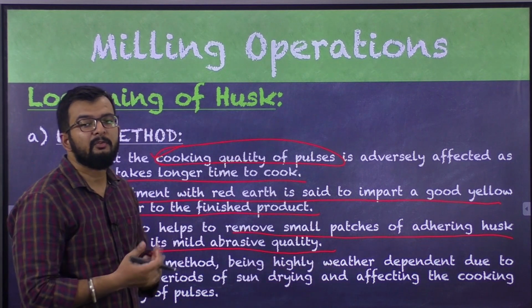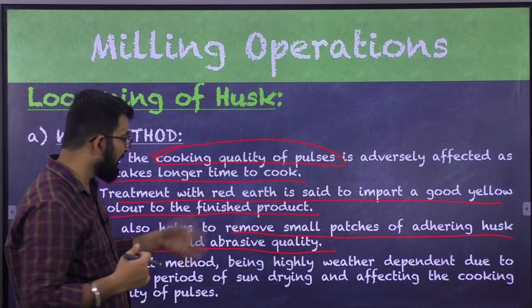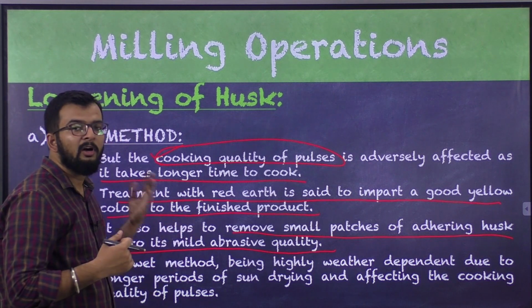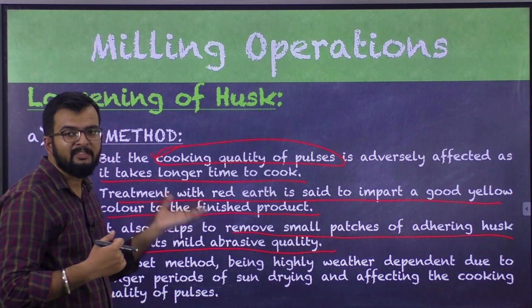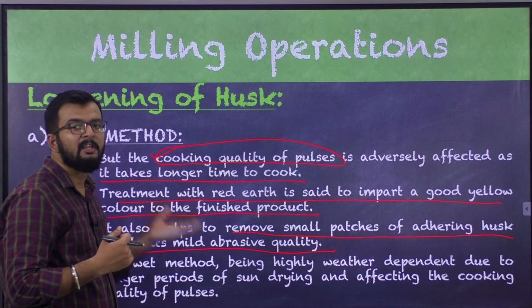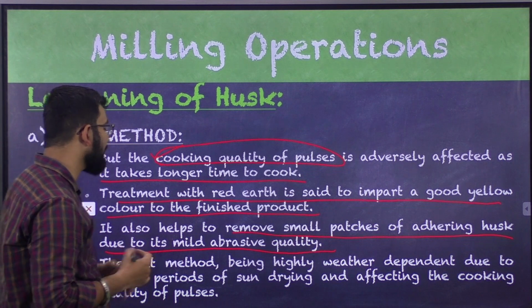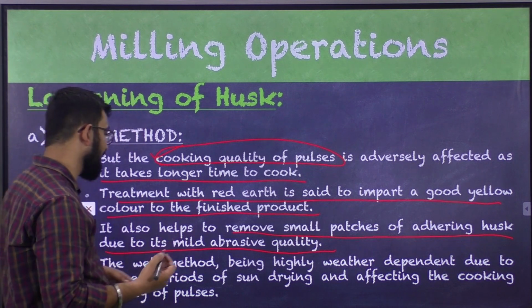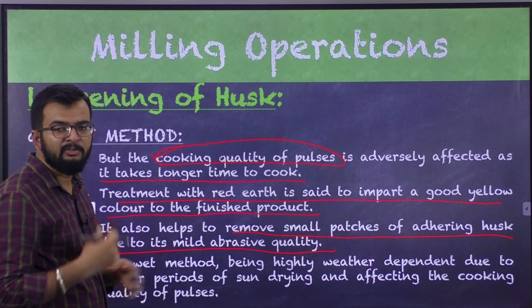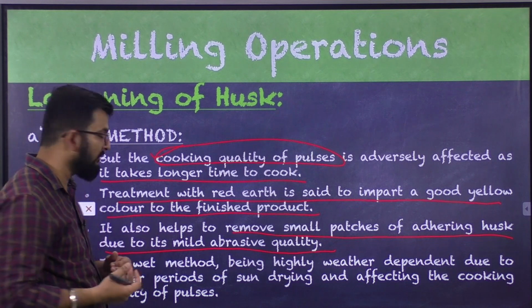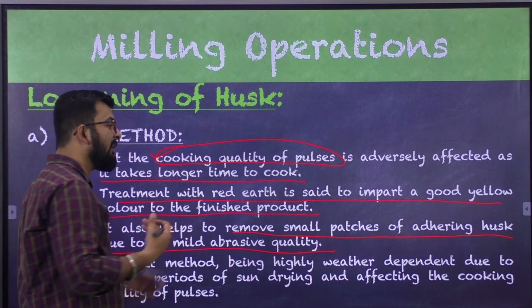So when we are mixing it with red earth, it makes it easier. First of all, it imparts a yellowish color to your pulses. Secondly, it will remove any small patches of adhering husk due to its mild abrasive quality. Your red earth is mildly abrasive in nature, so it helps remove the remaining husk.